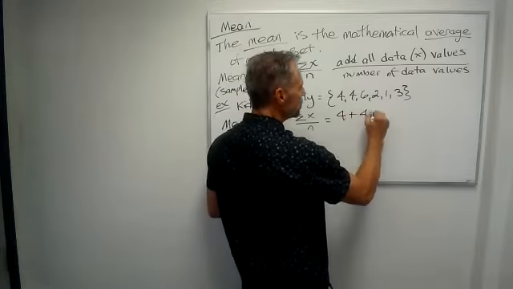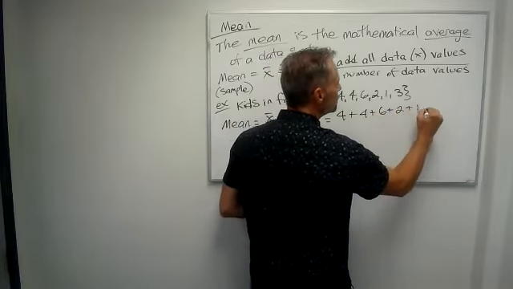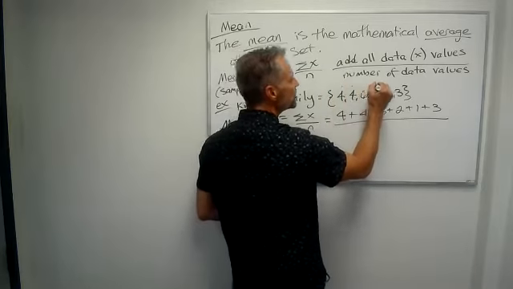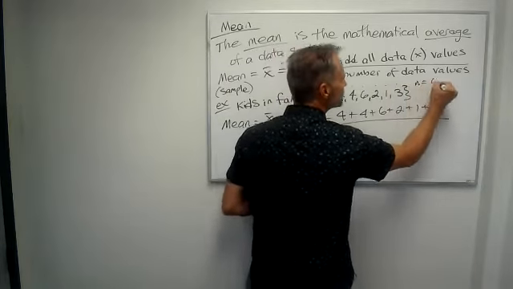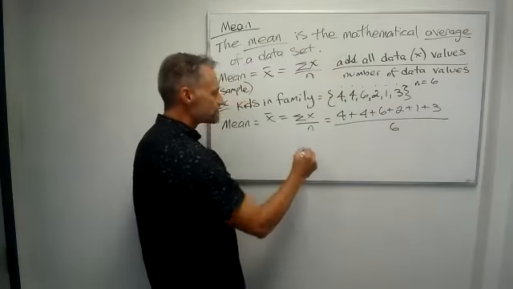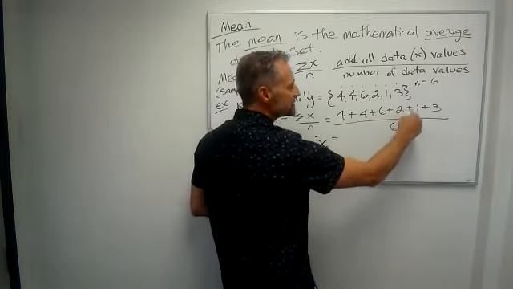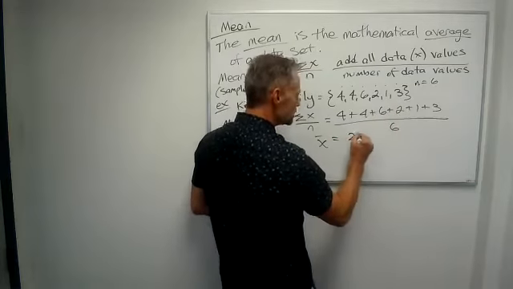I say 4 plus 4 plus 6 plus 2 plus 1 plus 3, divided by the number of data values. Well, there's 1, 2, 3, 4, 5, 6 of them, so n equals 6. So then for my X bar, I add these up. I get 10, 14, 16, 17, 20.